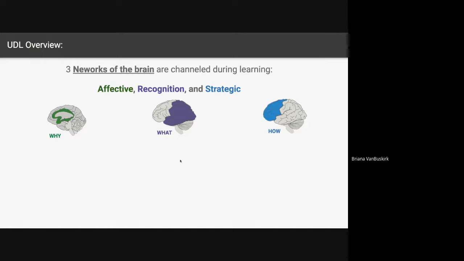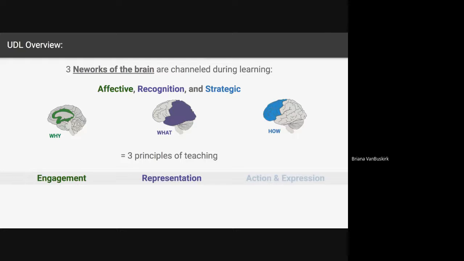And then the next is the skills and strategies, or the how of learning, which is how students show what they understand or how they can apply the knowledge. And these correlate into the 3 principles of teaching. So that would be engagement, representation, and action and expression.